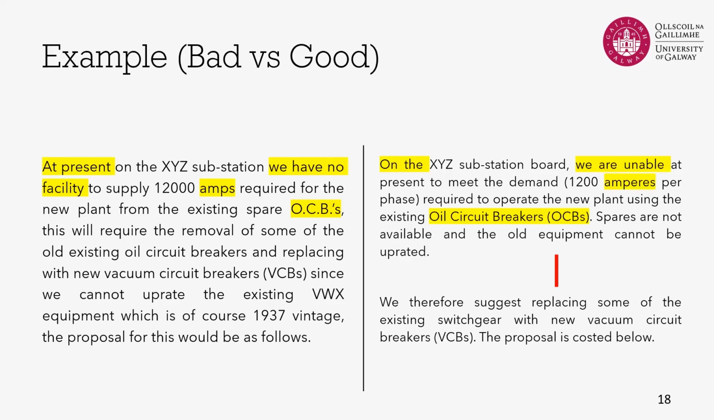Okay, so here's a good versus bad example. In a bad example, all the information is put in one big paragraph with lots of long sentences. It's not broken out. But in a good example, the information is broken down into smaller paragraphs, and the sentences are smaller. For example, instead of writing "at present on XYZ substation we have no facility," you can write "on the XYZ substation board, we are unable to meet the demand." So you can see it's essentially the difference between academic and non-academic writing.